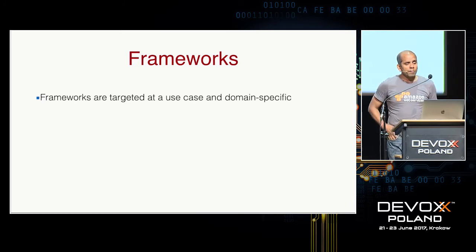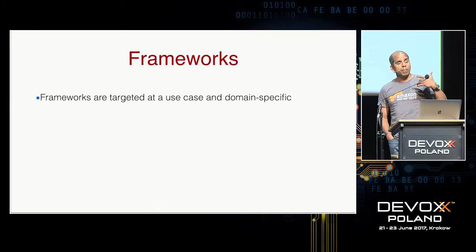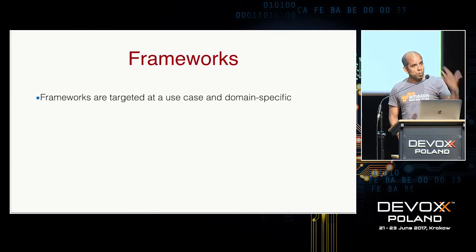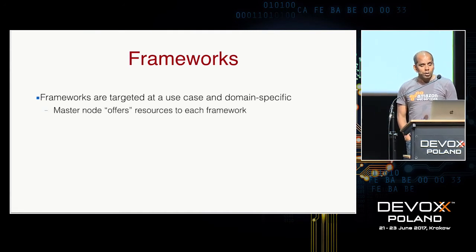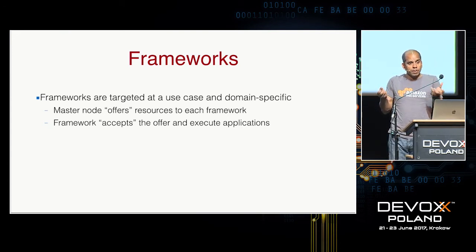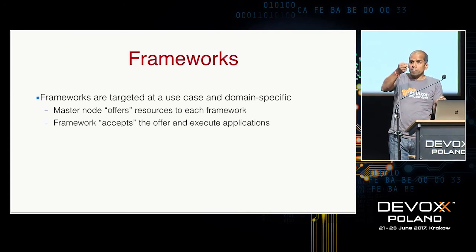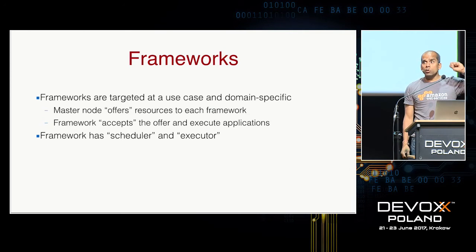So in terms of frameworks, frameworks are targeted at a use case and very domain specific. And that's the ability which really allowed Mesos to evolve and say, okay, we're going to provide a Marathon framework which can now run Docker containers. So essentially the way it works, as I said, a master node offers resources to each framework. The framework accepts, so there's a concept of an offer and accept. The master makes an offer that I have such and such CPU and such memory available. And then the framework would say, I will accept that offer, and here is a task that you run using that offer.